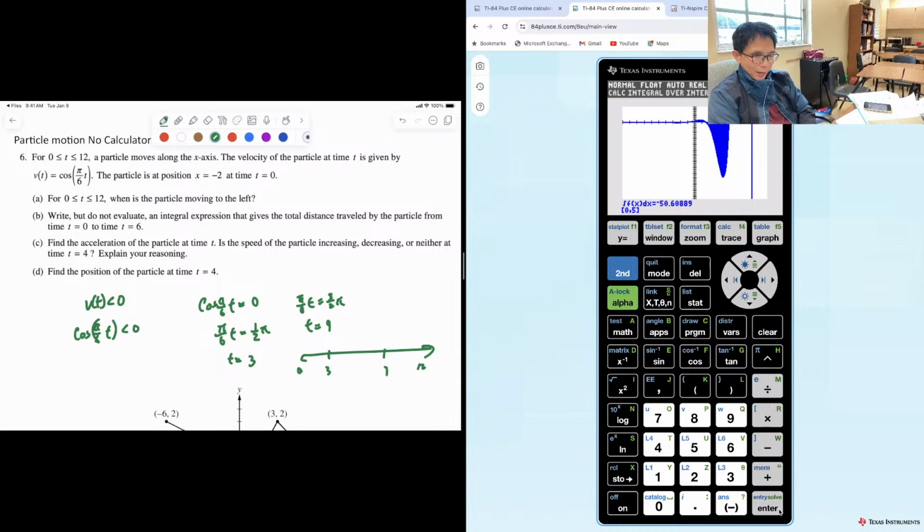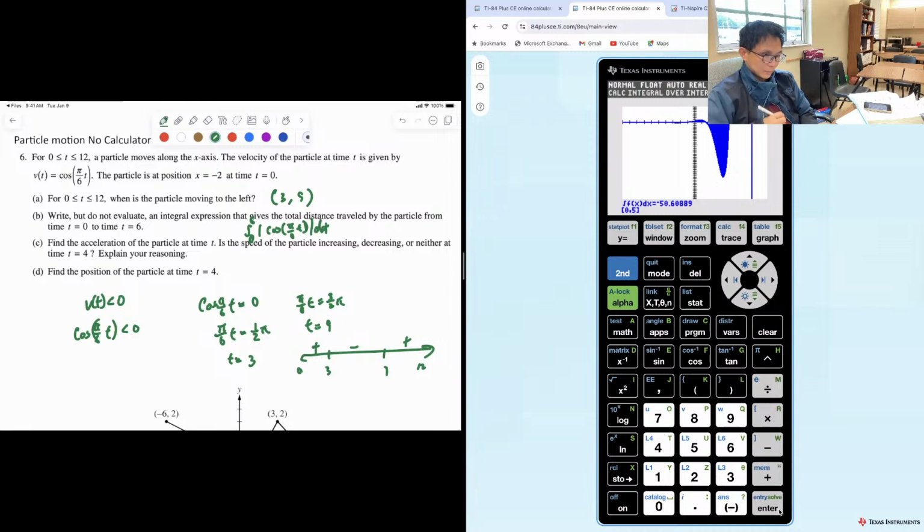Okay, so let's just say if I plug in 1. Cosine of pi over 6 is what? It's positive, right? How about cosine of, let's plug in 7. It's going to give you a negative, and this is a positive. So between 3 to 9? Right. Do not evaluate total distance. Well, that's easy. Between 0 to 6, absolute value of cosine of pi over 6t dt.